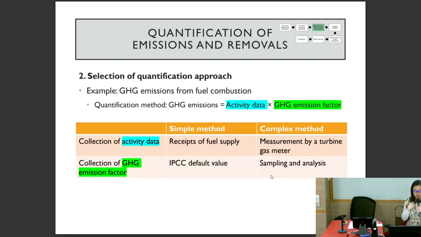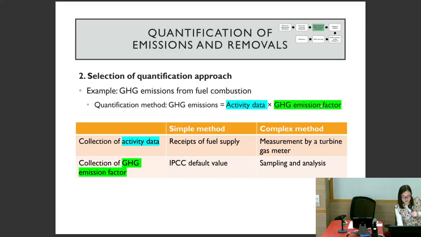Example, greenhouse gas emission from fuel combustion. The quantification method is to use the activity data, like the amount of fuel being consumed. You can refer to the receipts, like how much diesel oil you purchased, or maybe by measurement, maybe you have a gas meter to measure the amount of diesel oil consumed, or if you don't use the emission factor, you can directly measure the amount of gas being emitted.